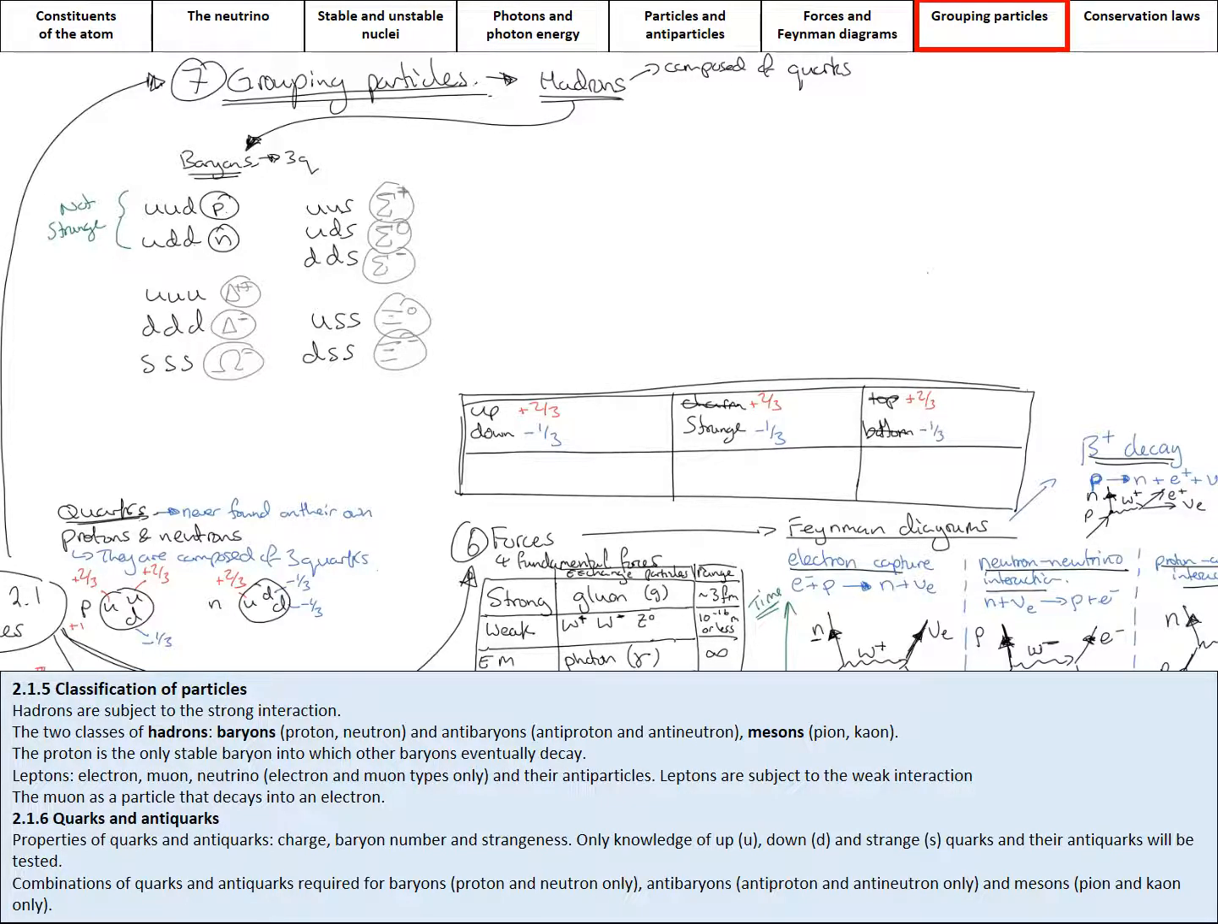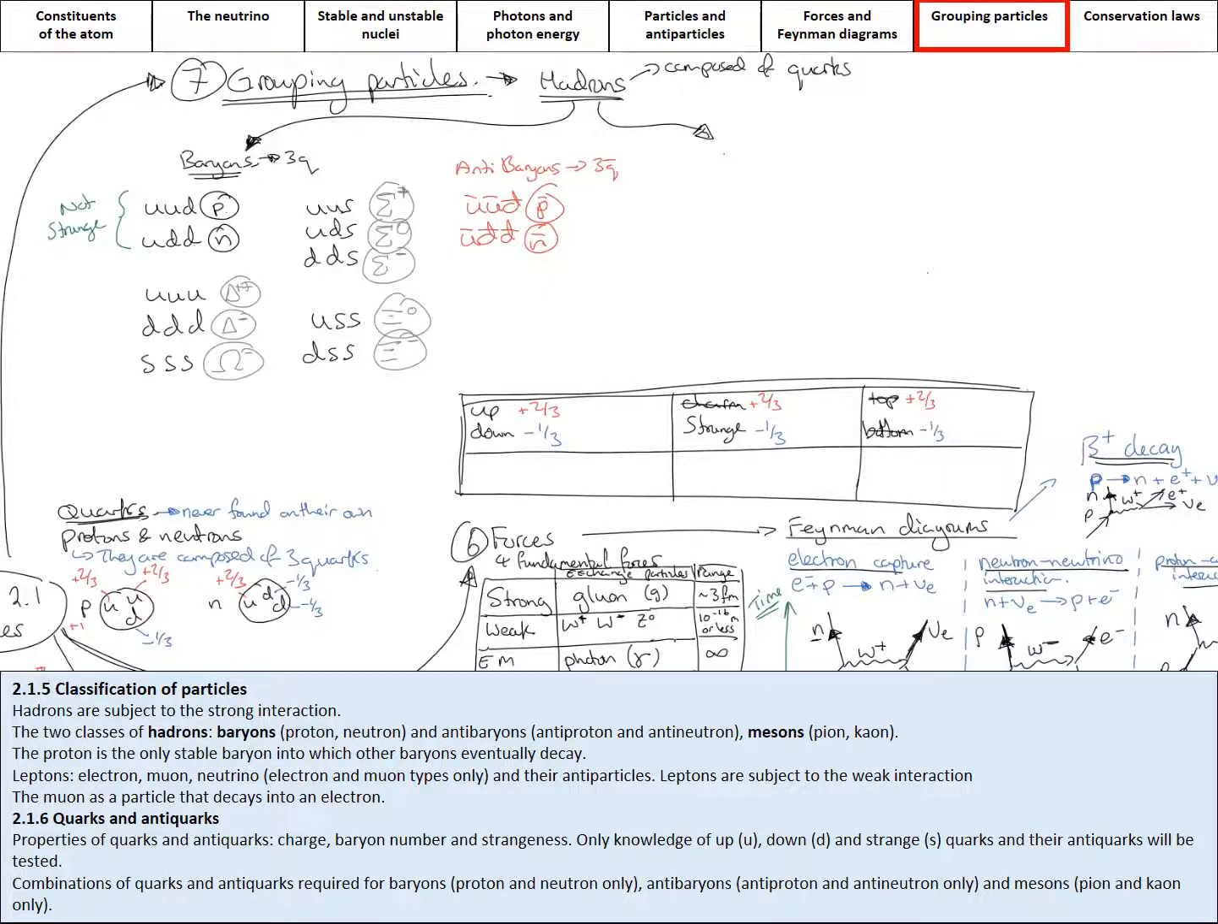Now, there's also the antibaryons, of course, which have 3 antiquarks. So we could put all of these: anti-up, anti-up, anti-down is the antiproton, and anti-up, anti-down, anti-down is the antineutron. And you could go through and make all the other antiparticles as well, which we won't bother doing now.